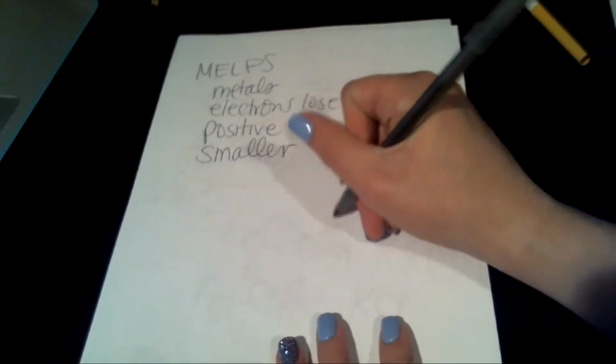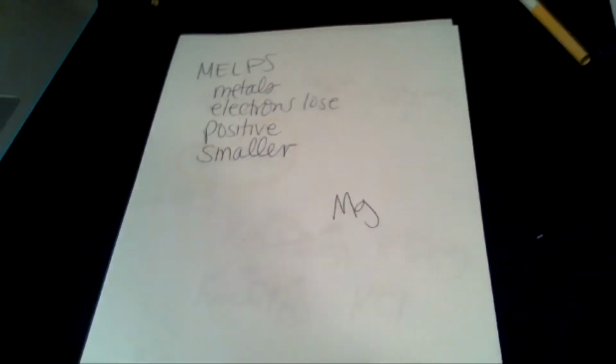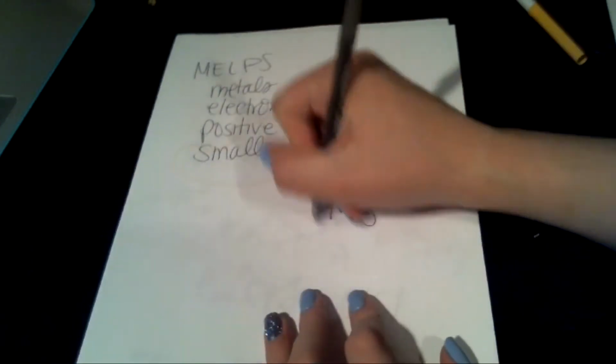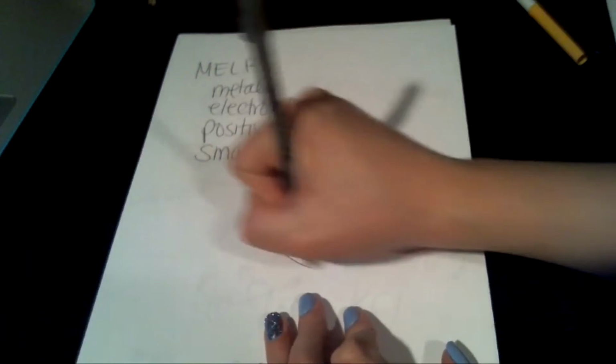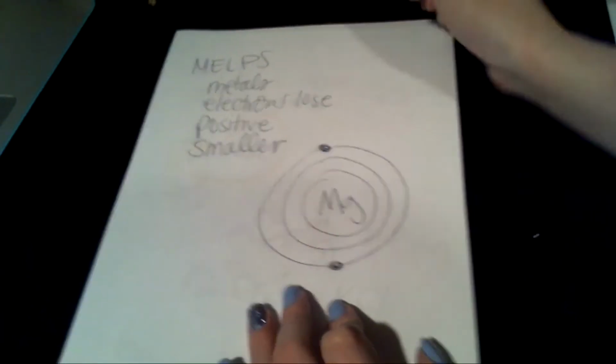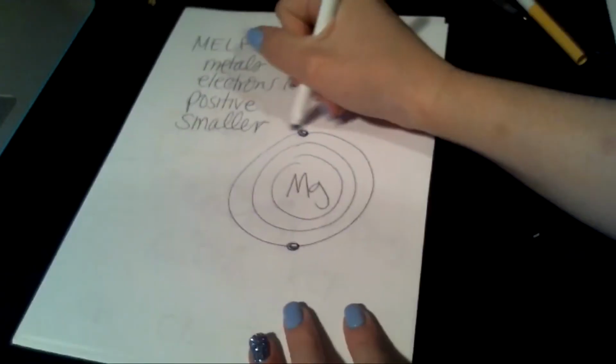What happens? Magnesium has how many rings? 3? 4? I don't know. I've been doing chemistry for too long. Magnesium is in period 3, so it has 3 rings of electrons. It has 2 electrons in the valence shell.